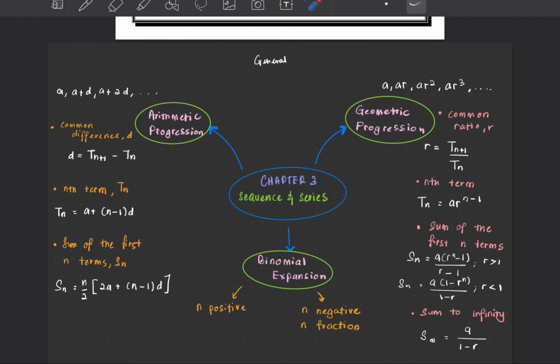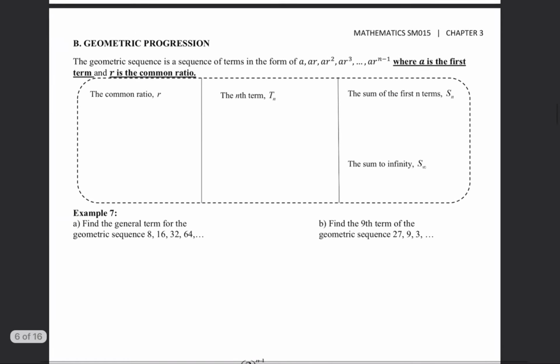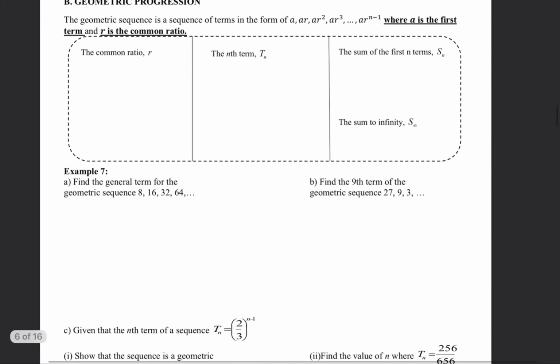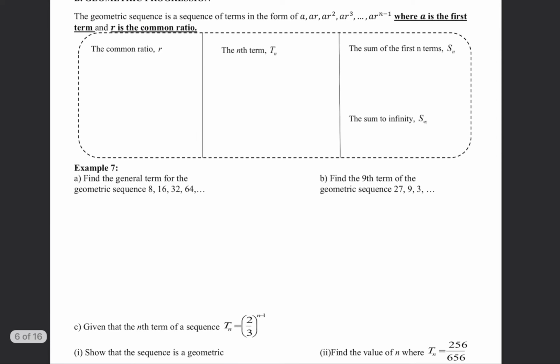Kita instead of ada common difference, kita akan ada common ratio dekat sini, okay, common ratio, and then we have the formula how to find the nth term, and we have formula to find the sum of the first n terms, and dekat sini kita ada tambahan, kita akan find sum to infinity. Okay, let's see. So geometric progression. So macam saya cakap tadi, kita ada 4 main formula lah sebenarnya. Okay. So we have the common ratio.